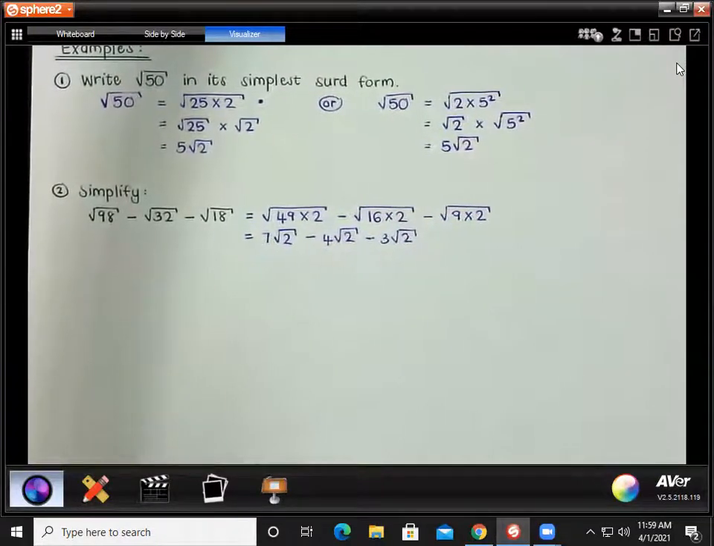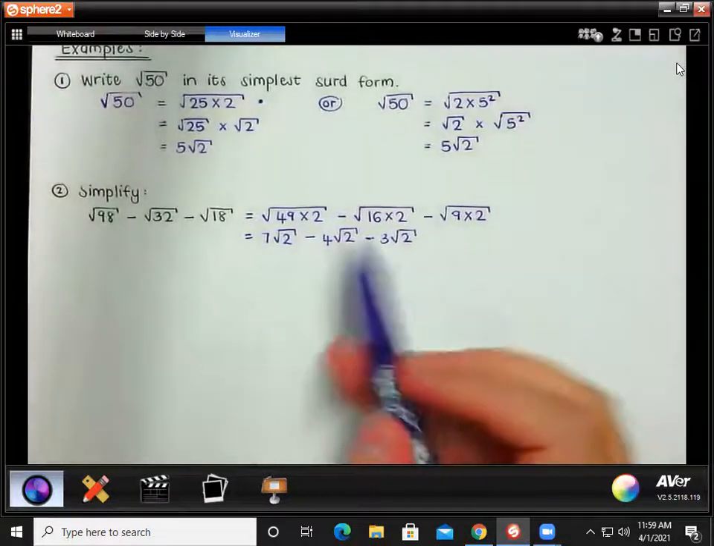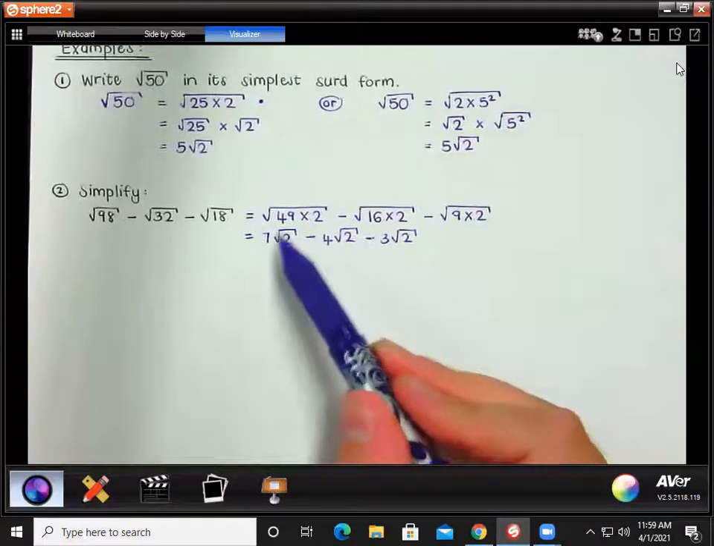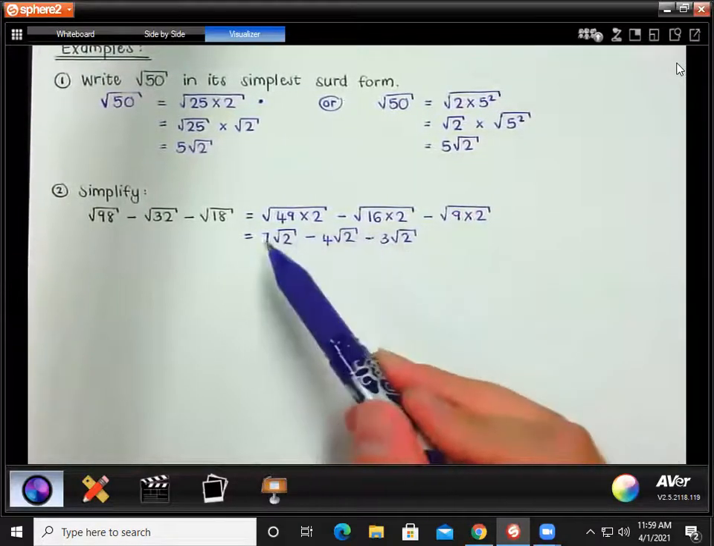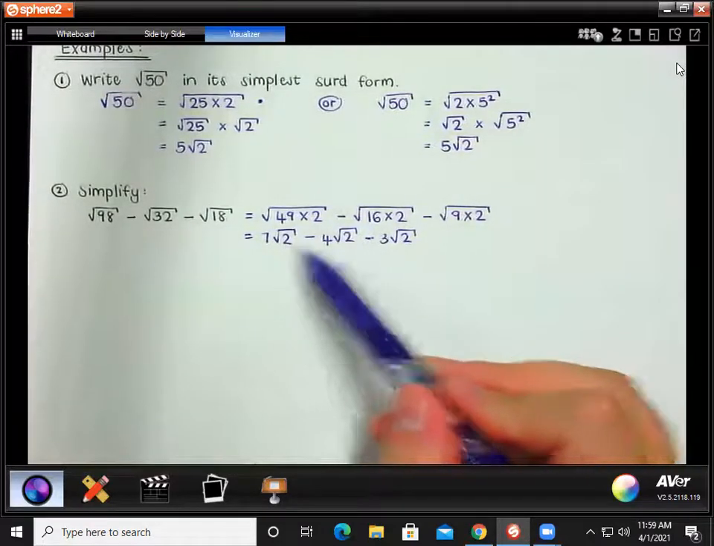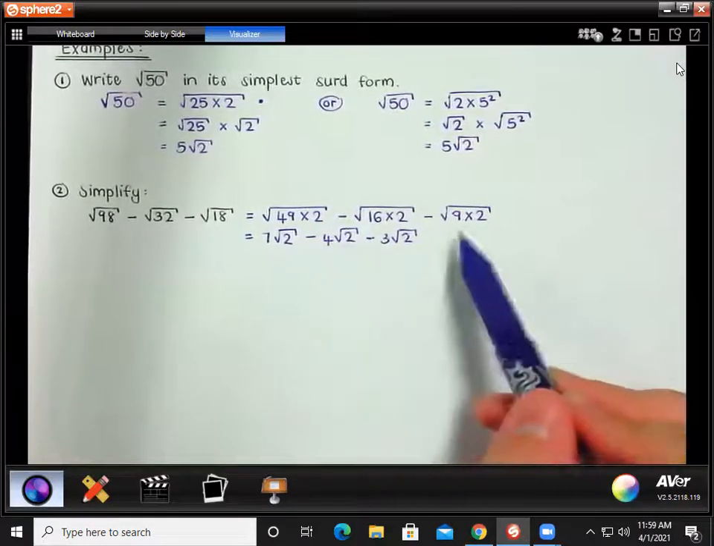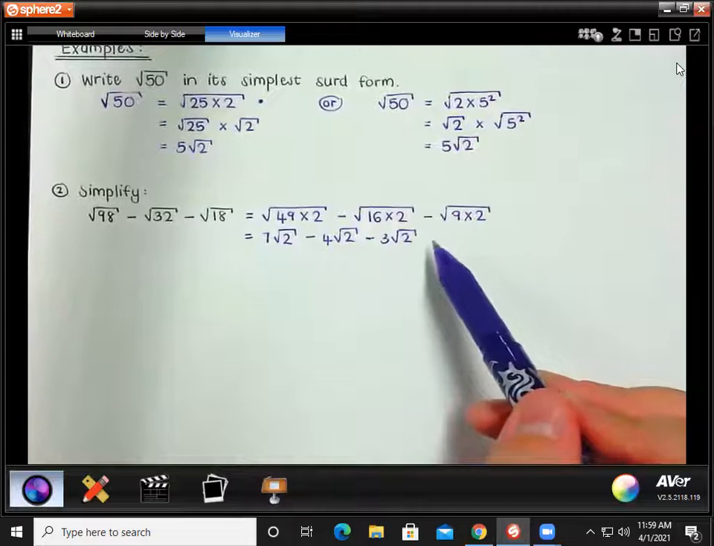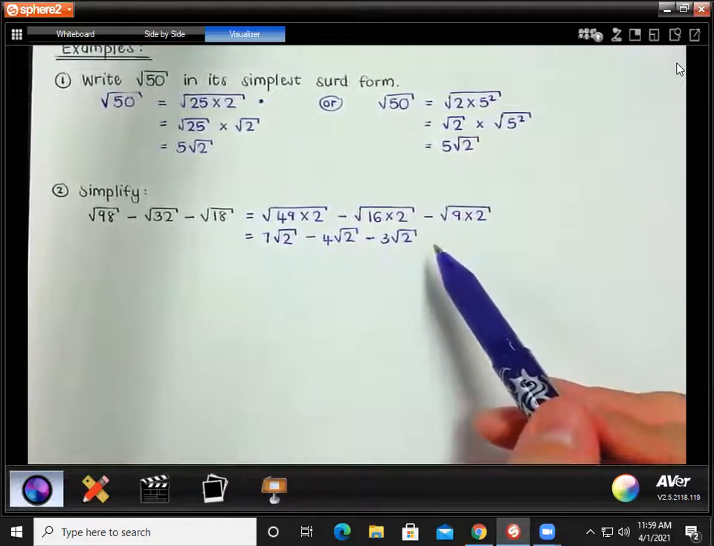Now, guys, what we have here now is that we have like surds. That's what we call them. Do we see that in all 3 of these terms? We have the same surd attached to the whole number. So we're going to approach this as if it was 7x minus 4x minus 3x, but just in the place of x, we now actually have a root 2.